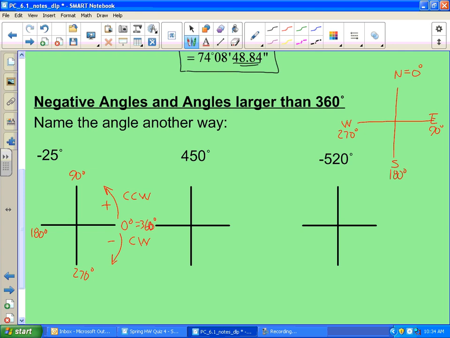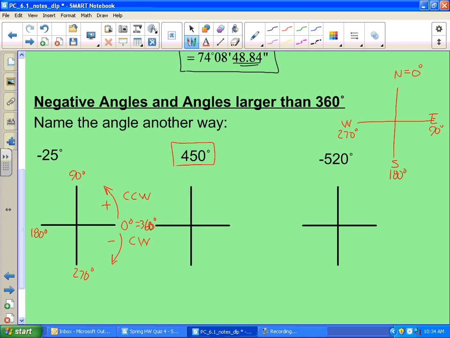It's supposed to be a 0, not a 6. Yeah. So we can express angles in positive and in negative. And then also, hey, what about something like this? That's bigger than a circle. So what does that mean?